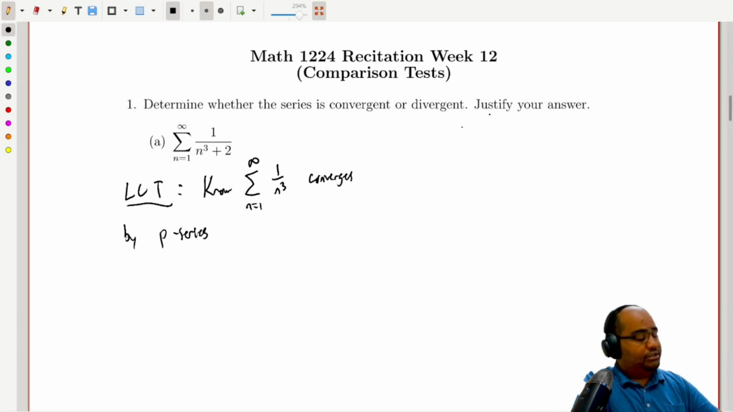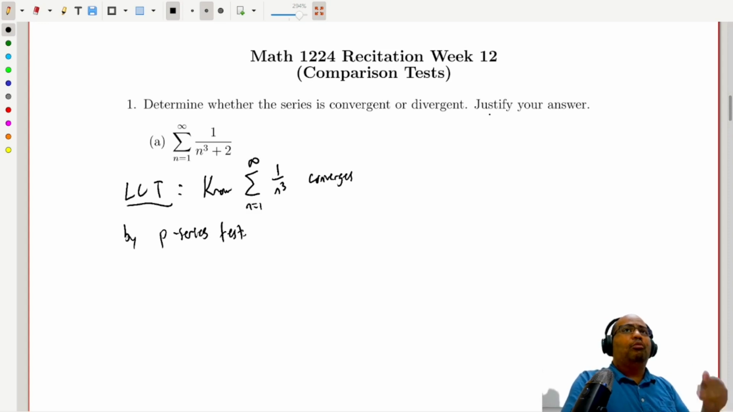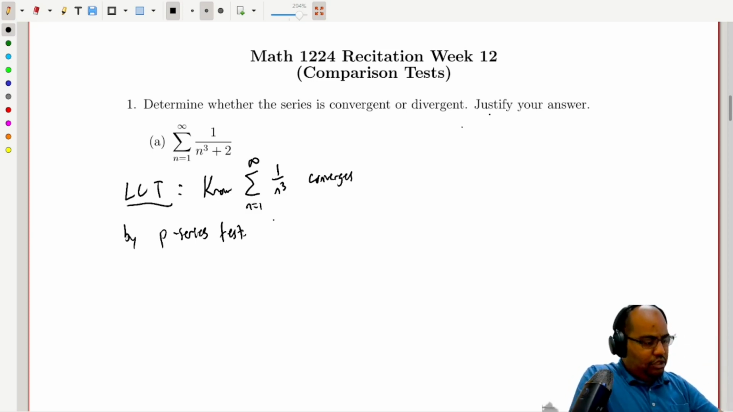Recall the p-series test: if I have a sum of the form 1 over n to the p, and p is bigger than 1, then the sum converges. Here, p is 3, and 3 is certainly bigger than 1. So we'll use the limit comparison test, the LCT, against 1 over n cubed.